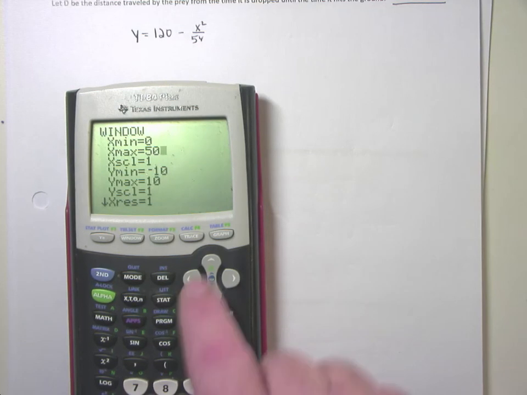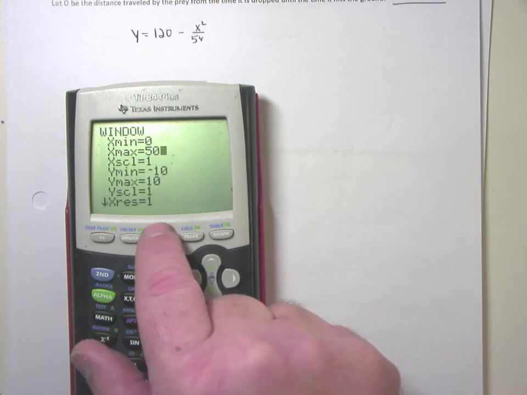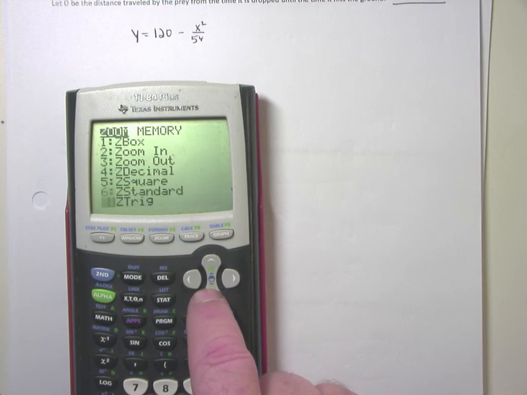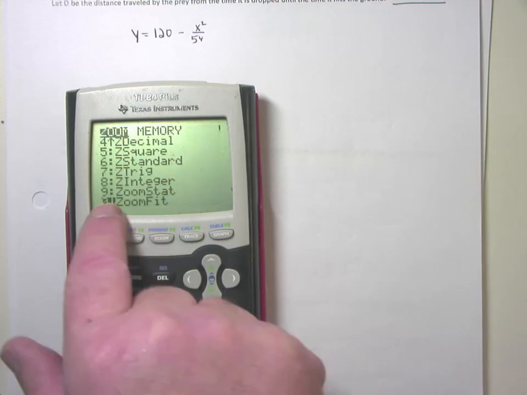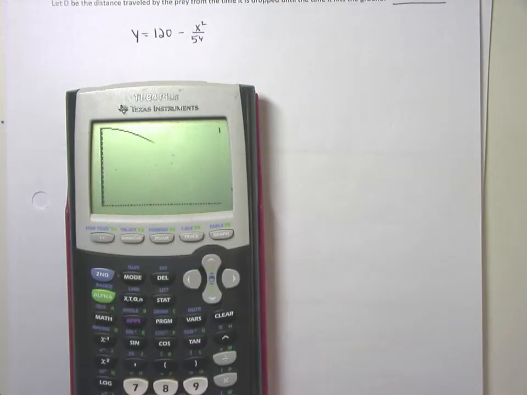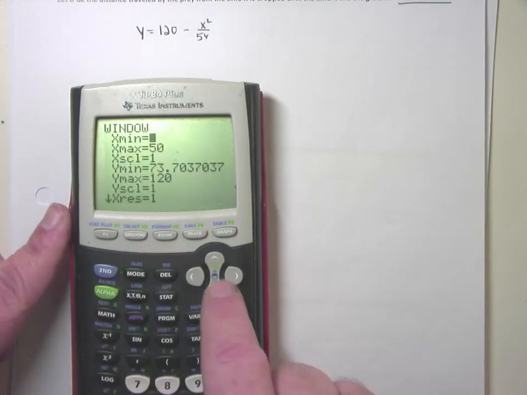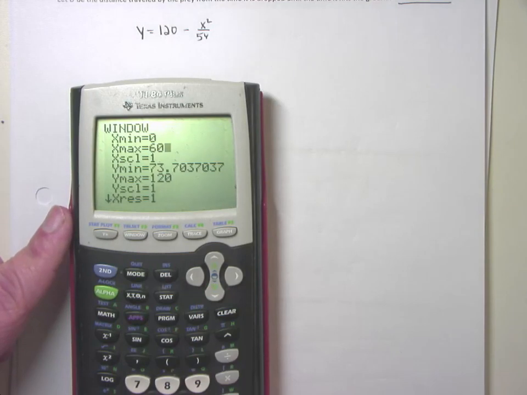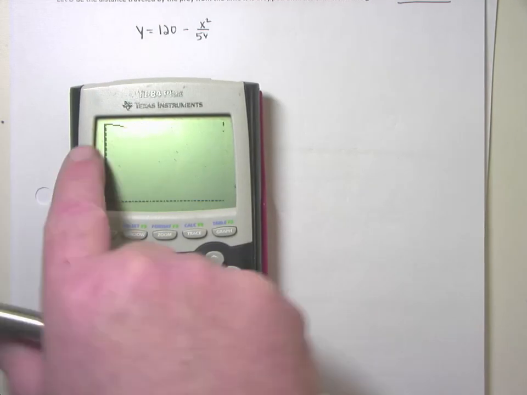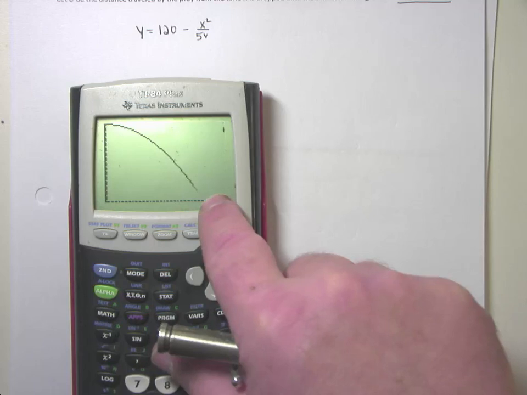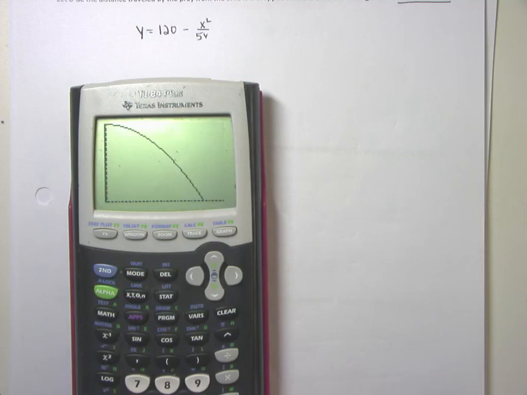So I'll do 50, and then I'm going to do a zoom fit, zoom number 10, and it takes my x's and actually shows me what the thing's going to do. And there it is. I'm going to change it just a little bit so you guys can see it. So let's make it 60, because I want you guys to actually see the graph coming in, and boom, it hits the ground right there. Does that make sense?